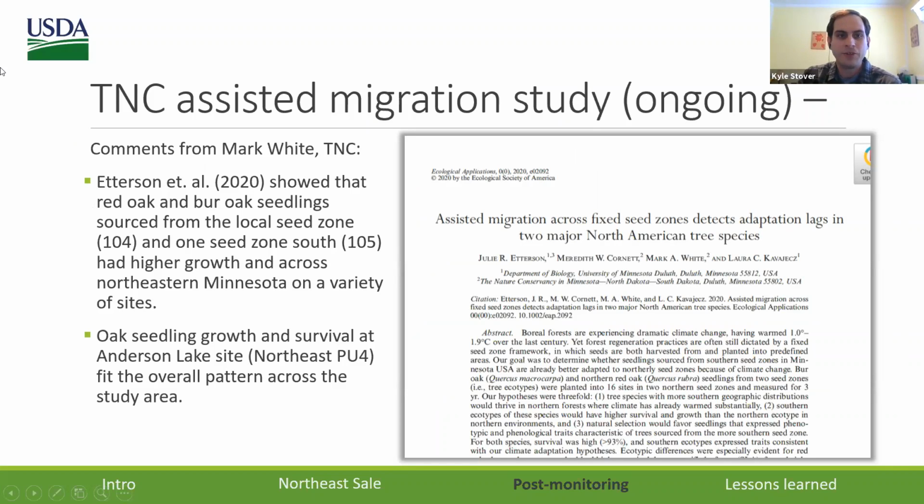You know, I'm not going to talk too much to the TNC study, but I do think it's interesting. I'll direct folks to this publication that came out this year by Julie Ederson, Mark White, and that TNC. This was one study site of a larger study, and it looked at bur oak and red oak planted from two different seed zones. And overall, the study site had higher growth and survivorship of bur oak and northern red oak from one seed zone to the south.